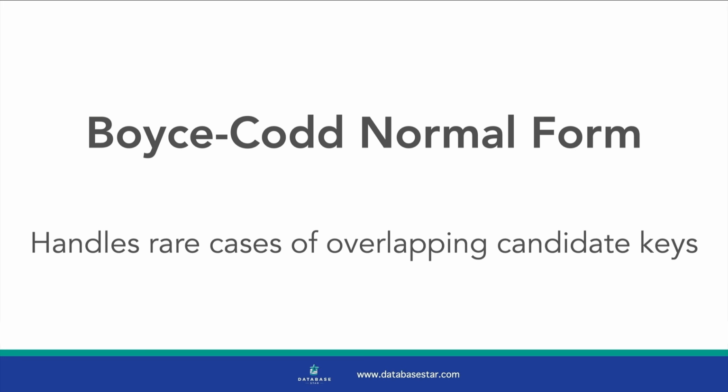BCNF is a stricter version of third normal form. It handles rare cases where you've got overlapping candidate keys and need to follow a similar process as we did for third normal form to move attributes to separate tables. You probably won't run into it often, but if you follow the steps of separating data to a different table as we did in third normal form, you'll also meet BCNF.